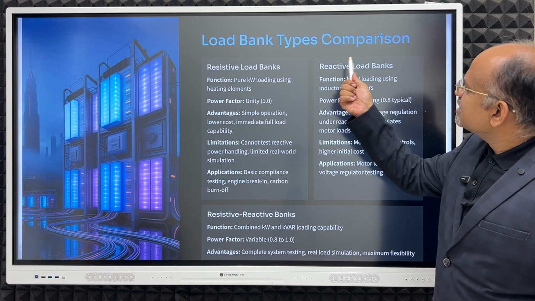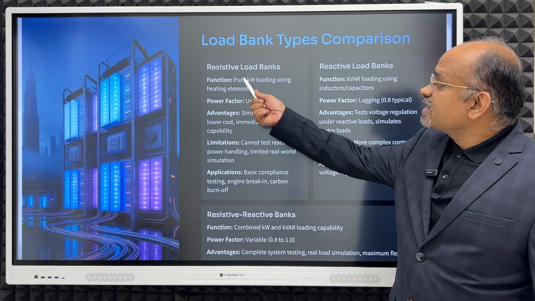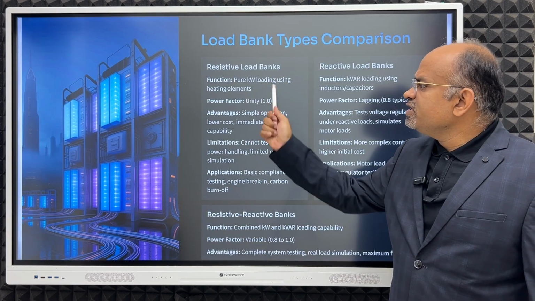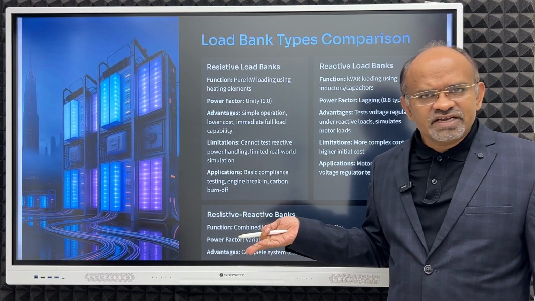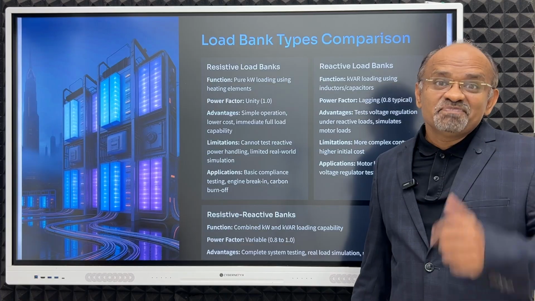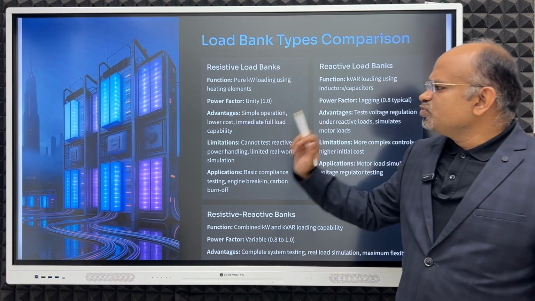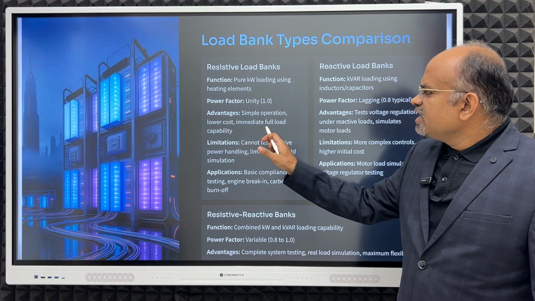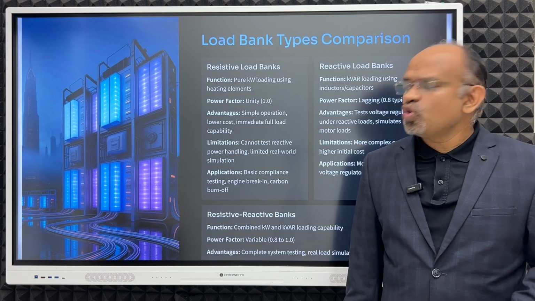Now, load bank types and comparison. So what types of load banks? Resistive load banks function as pure kilowatt loading using heating elements. Generally these types of loads are used when you have a budget constraint. Power factor is unity, 1. Advantages: simple operation, lower cost, immediate full load capability. Easily you can put the full load.